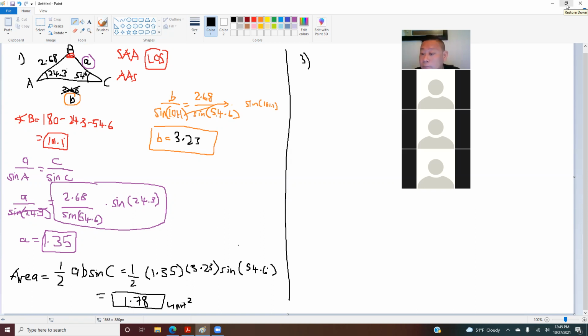I have a question. Why do we put the sine of 54.6 instead of 101.1? Because it's sine C. Oh, okay, that makes sense. Because you use A, B already here, so the other one is C. If you want to use AC, then this will be B.